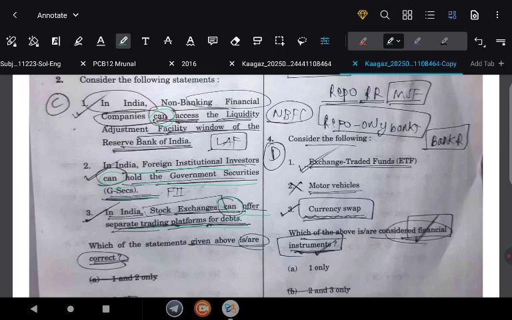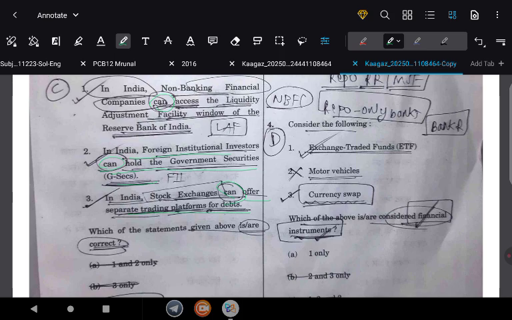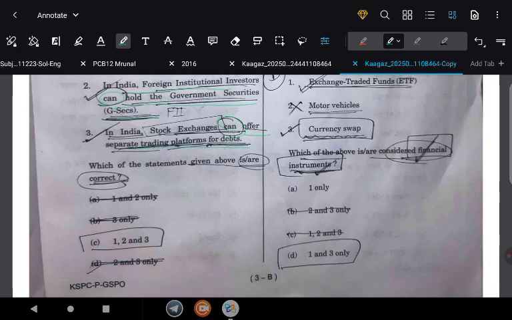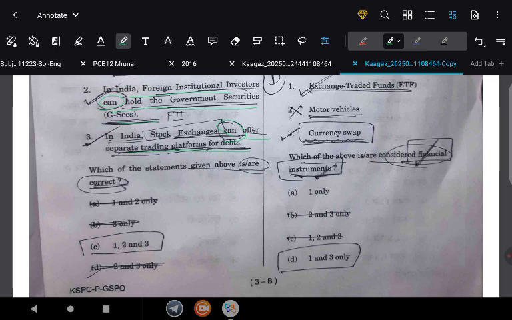Though I may not necessarily know each and every fact, in the exam you have to take a good amount of risk, and I attempted around 93 questions in this paper. At such times you need to think about whether this is a possibility and whether such a thing can happen. So NBFCs, yes, they can access the liquidity adjustment facility of the RBI. I didn't know for sure during the paper. In India, FIIs hold government securities. Yes, they can. And thirdly, stock exchanges can offer a separate trading platform for debt.